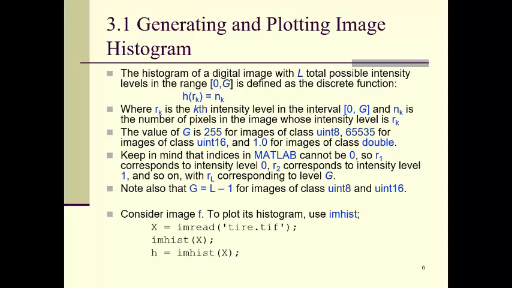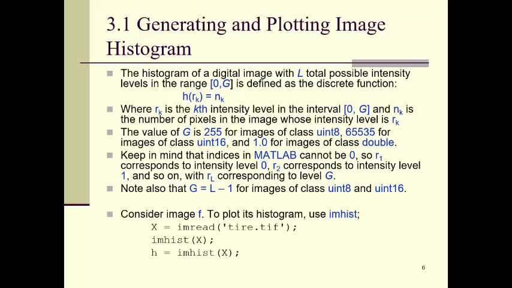Here we say that the value of G is 255 for images of class unsigned integer 8, and it is equal to 65,535 for images of class unsigned integer 16. Actually, unsigned integer 16 is not widely used. Most of the time, we are using unsigned integer 8. But for double, as we have seen before, the maximum value of G is what? It is 1.0. We know this.